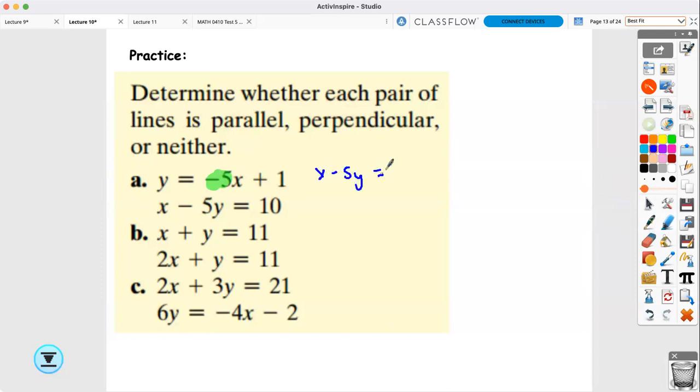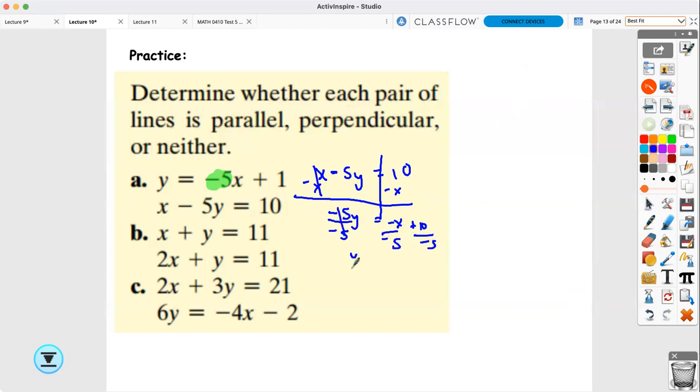Now, the way we solve for it is we get what by itself? What's our objective now? To get y by itself. That is correct. So we do that by first subtracting x on both sides. So it cancels out. So then we get negative 5y equals negative x plus 10. Divide both sides by negative 5.